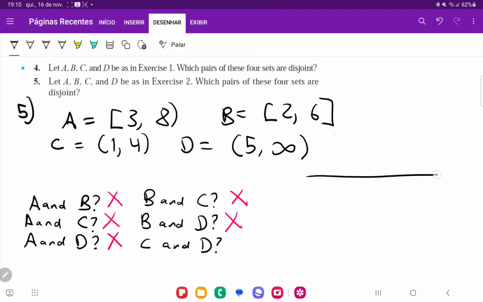And if you draw them on the number line, you can see that that's going to be 1, 4, 5. And you can see that C is from here to here excluded. And D is going to be from 5 all the way out to infinity. So basically they have nothing in common. So this one is the only one that's going to be disjoint. And that is it for number 5.